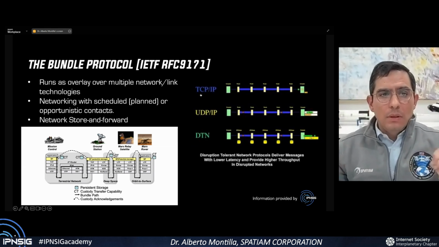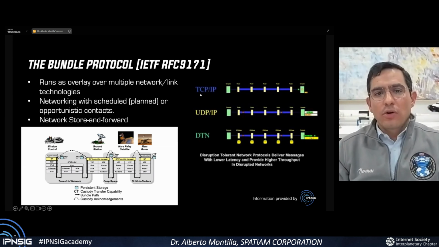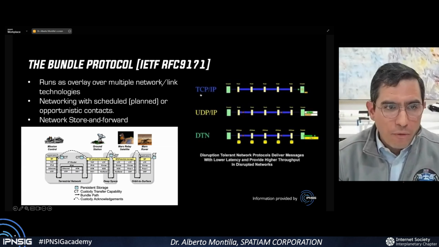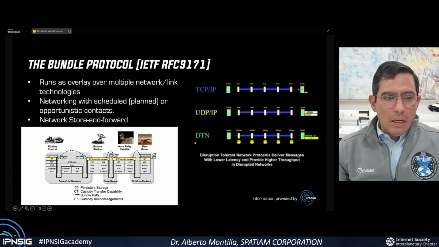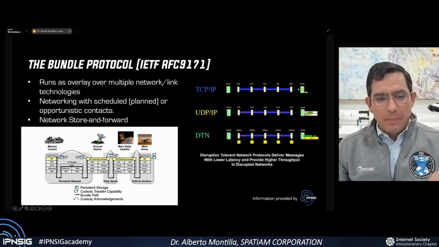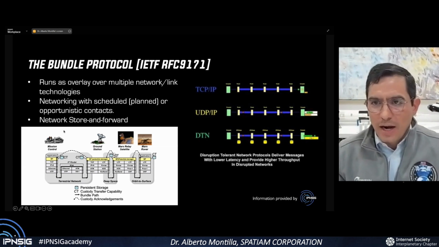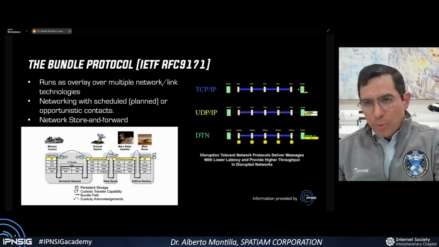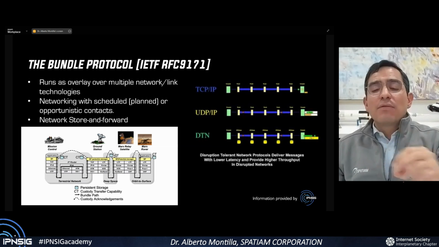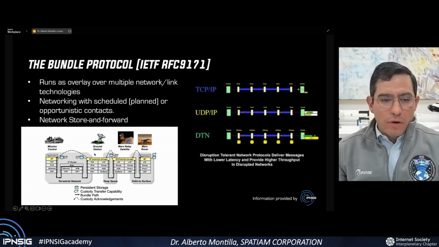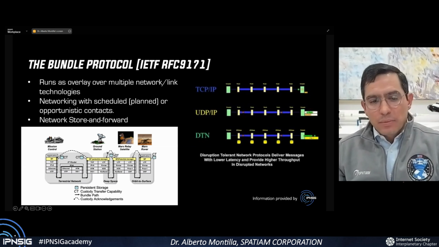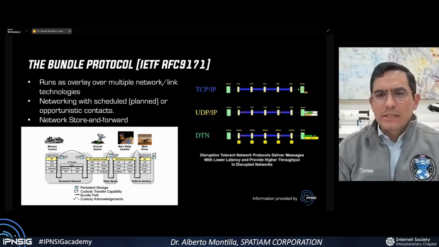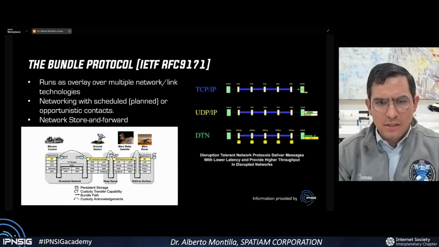The bundle protocol runs as an overlay network over multiple network or link technologies, so it's extremely flexible. For example, the bundle protocol on the ground, as you see here in mission control, can run over TCP/IP. Why? Because TCP/IP is fantastic when we are on Earth. But it can also run over link technologies and space protocols that are specifically designed for the space scenario. For example, you see here that in deep space, the bundle protocol may run over the Licklider Transmission Protocol, which is LTP. And there are other designs and other convergence layers, as they are termed.